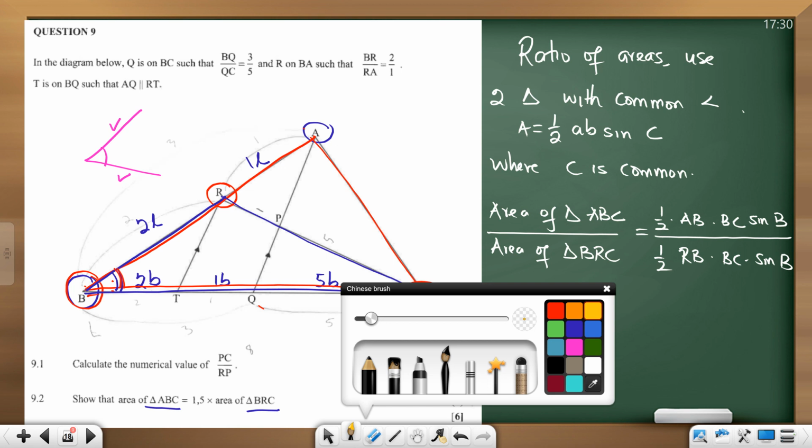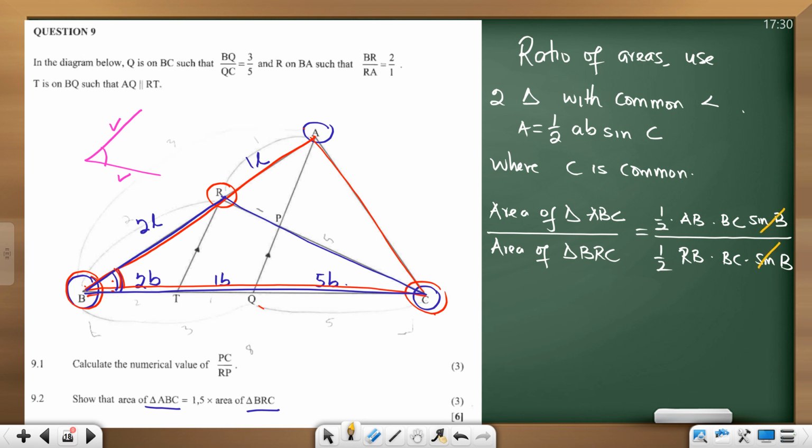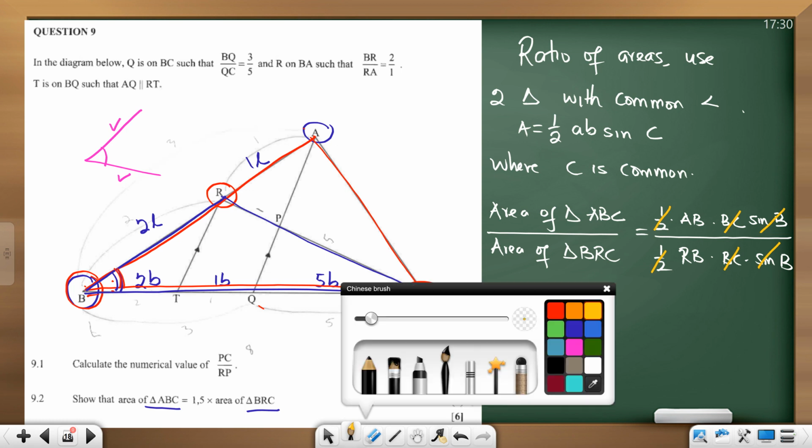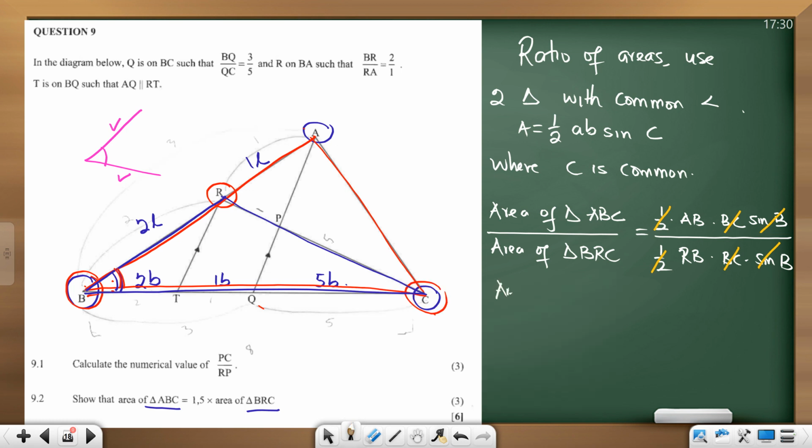What's happening? Sine B and sine B. Half and half. BC and BC. So what do we have? Area of triangle ABC over what? Area of triangle BRC will be equal to what? What is AB? 3L. All right. What is RB? 2L.